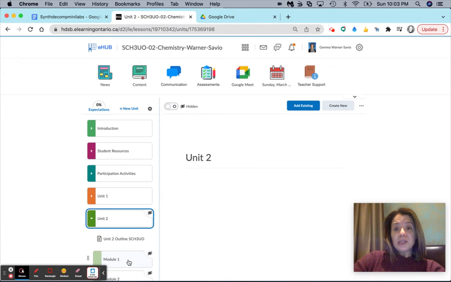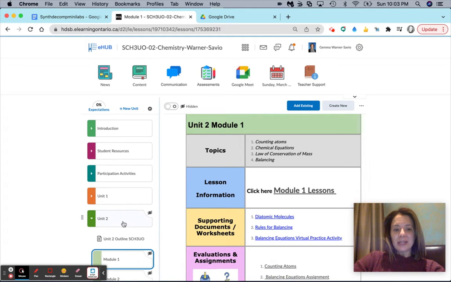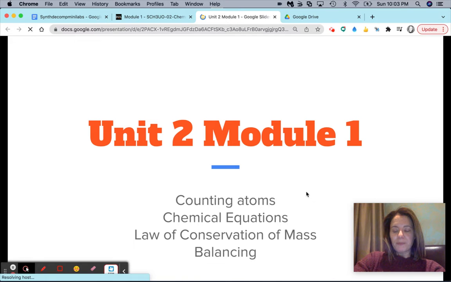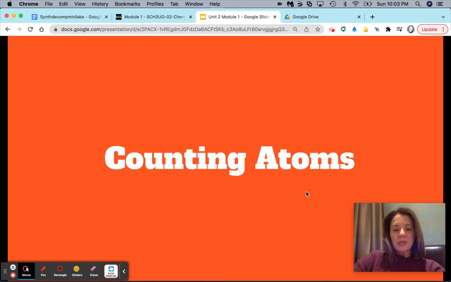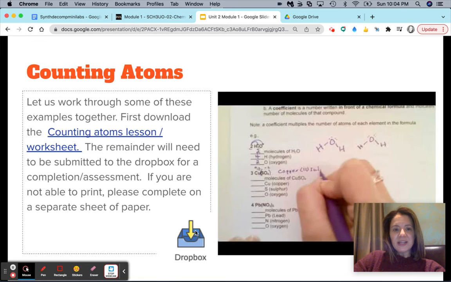So we are in Unit 2, Module 1. And just as a reminder, to get to that, you click on Unit 2, go to Module 1, and then you have the Module 1 lesson slides that pop up. For those of you who need the auditory part, there are often auditory symbols that you can listen to. If there isn't, it will give you instructions to watch the various videos.